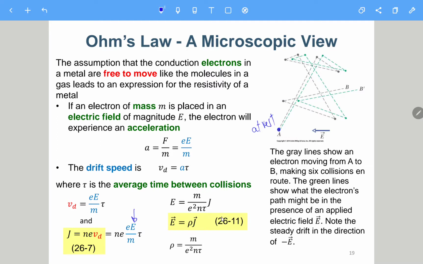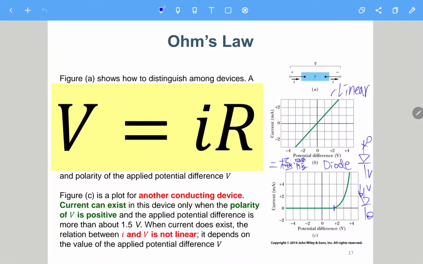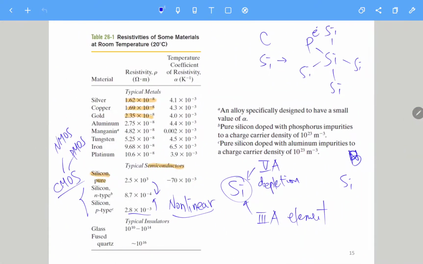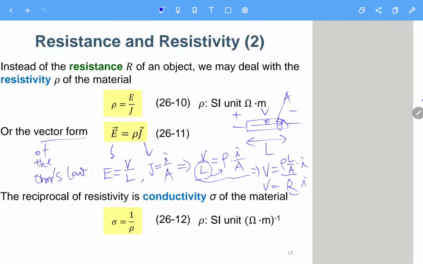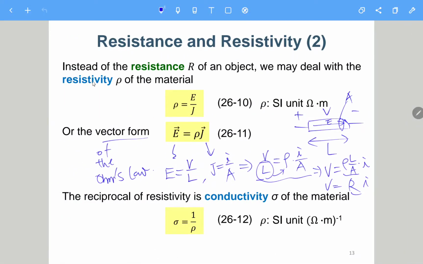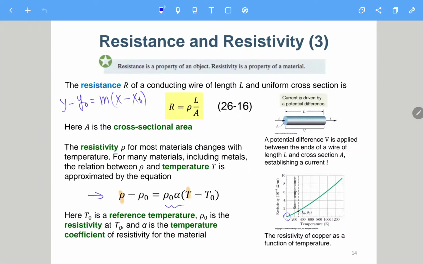And according to the vector form of Ohm's law mentioned before, we have E equals rho J. Rho is the resistivity, if I remember correctly. Yeah, rho is the resistivity. E equals rho J.